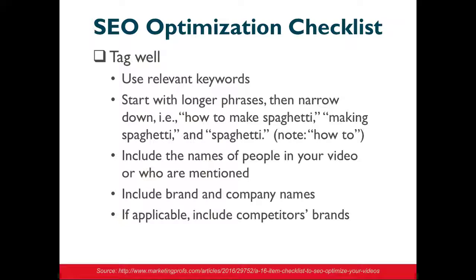Tag well. Use relevant keywords. Start with longer phrases, then narrow them down. So, for example, how to make spaghetti, making spaghetti, and spaghetti. So the more specific they are, the more relevant that content will be for the viewer. So the more likely they will be to click on it if that is in fact what they're looking for, and that will improve your search engine rankings as well.